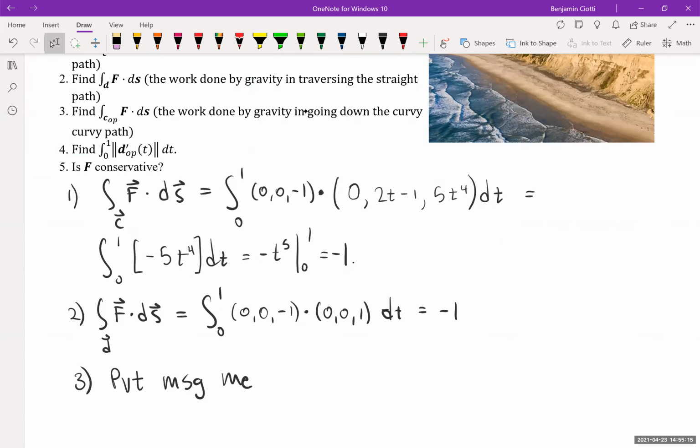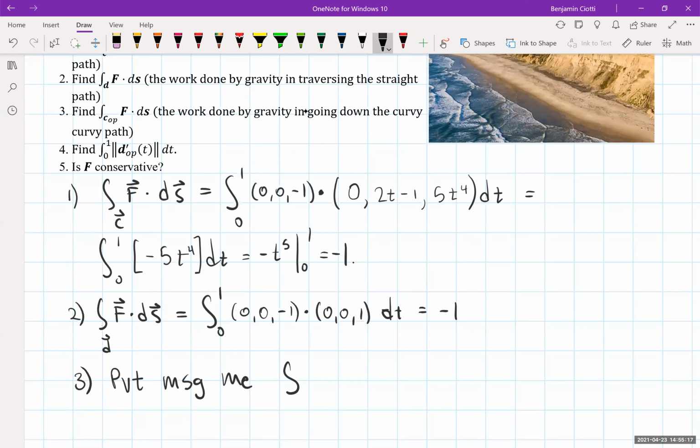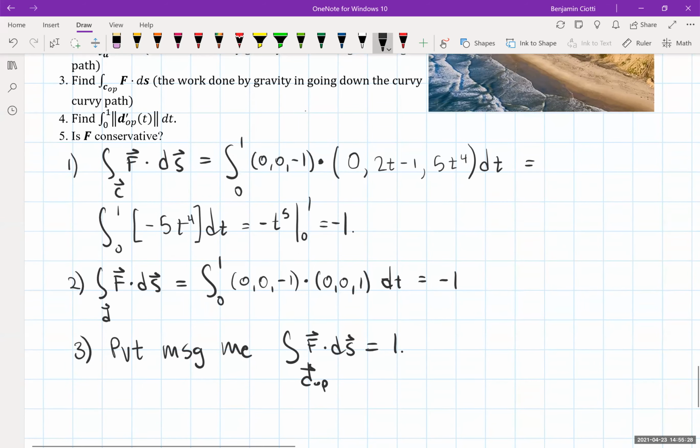Nice, you guys are getting it. So if I went down in the opposite direction, that means I'll just pick up a negative sign. So that'll be the negative of the previous answer, which is +1.